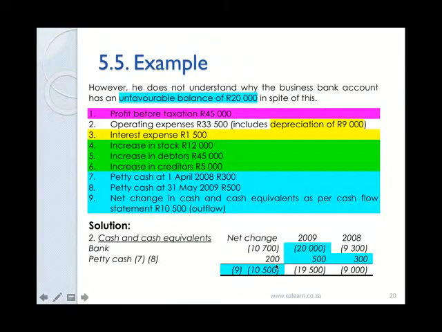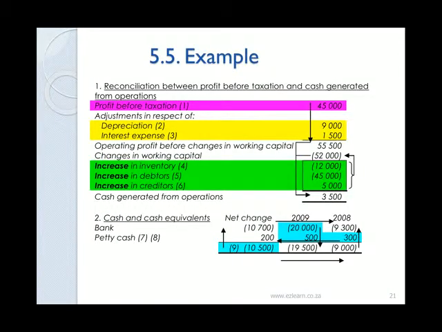From this, you are then able to go and work out all the other pieces of information. In note number 1, we will work down with our profit before tax, add back depreciation and interest to get the amount of 55,500 as operating profit before the changes in working capital. Once you have worked out the changes in working capital by adding all these figures in the box together, you will see over here that the changes in working capital were a net outflow of 52,000.